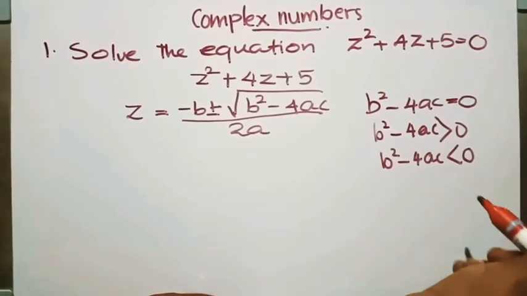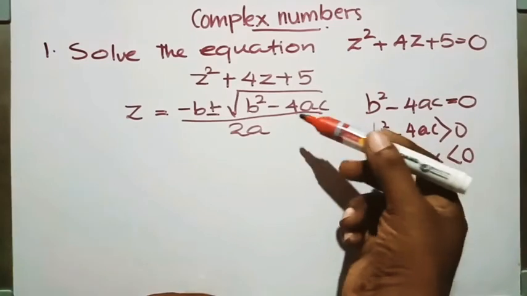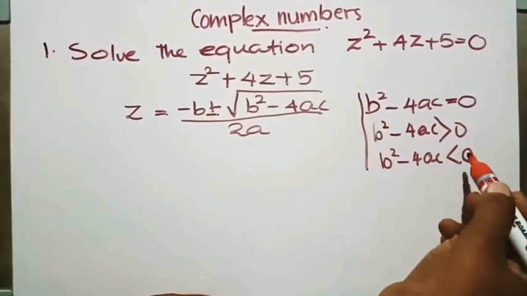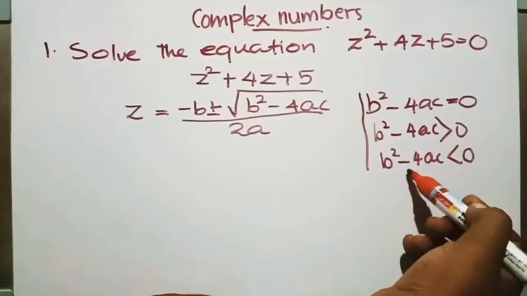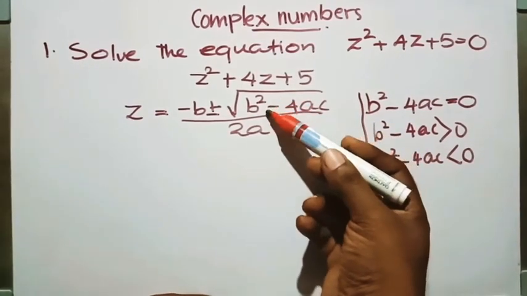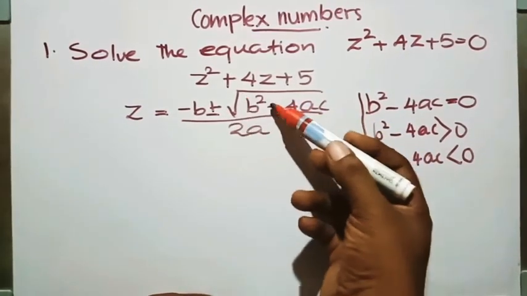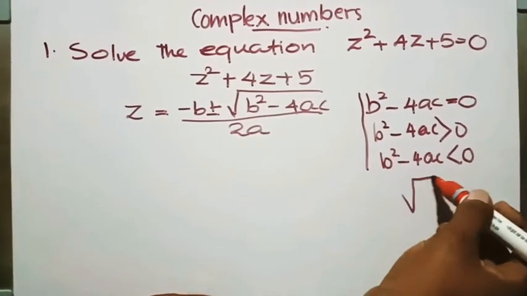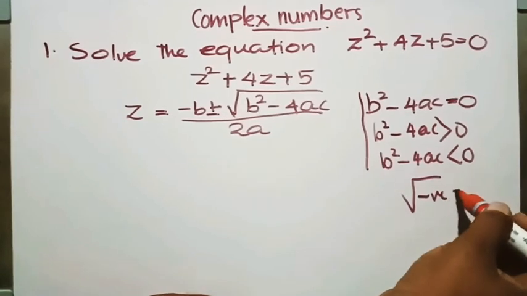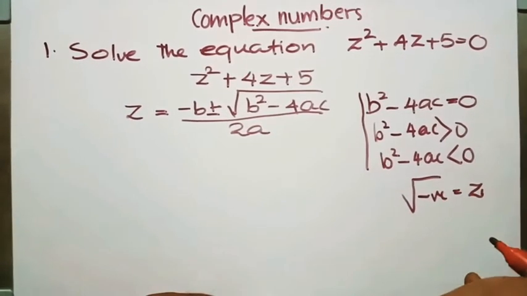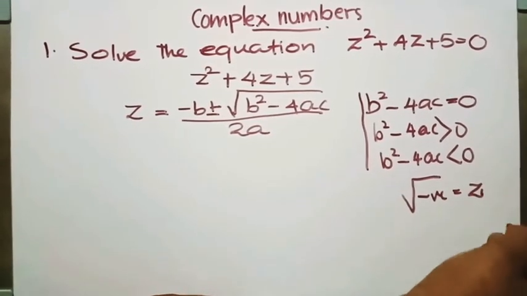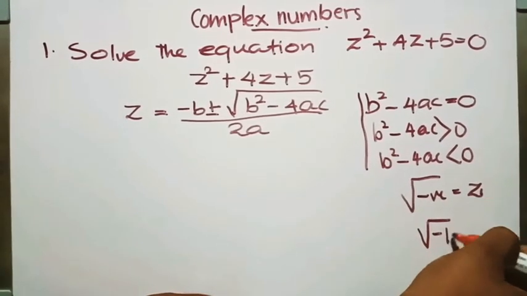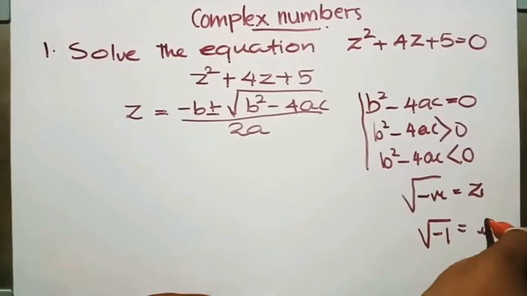So now you might have understood why we are getting complex roots here, because b squared minus 4ac is negative. As b squared minus 4ac is negative, we get the square root of a negative number. As per the definition of complex numbers, the square root of a negative number is always imaginary. And the first imaginary number is root of minus 1, that is assumed as i.